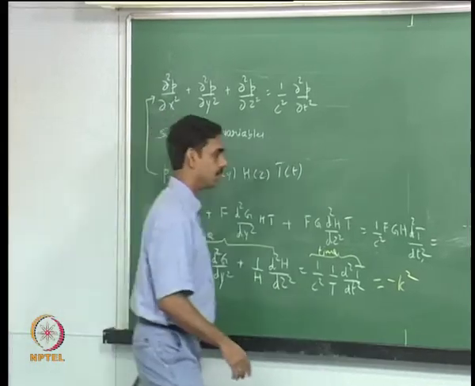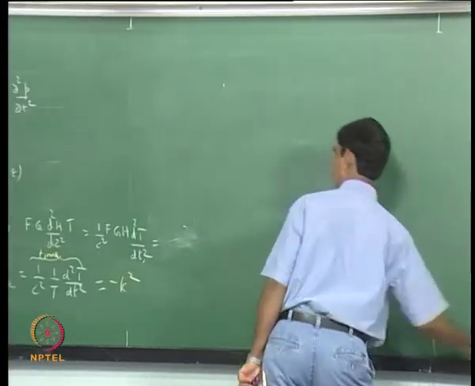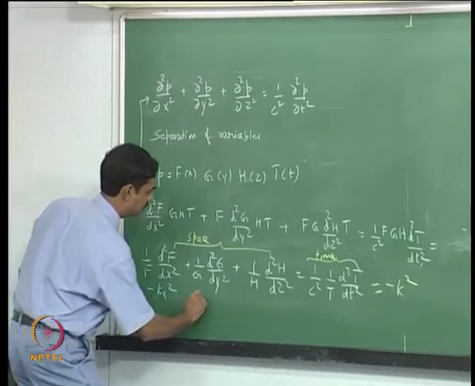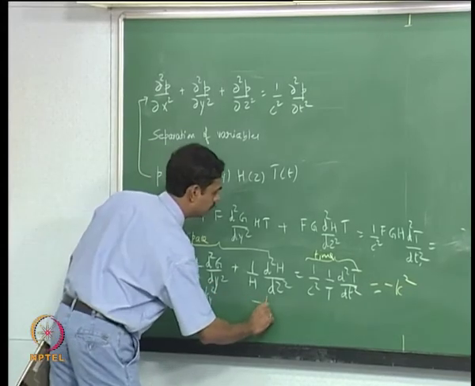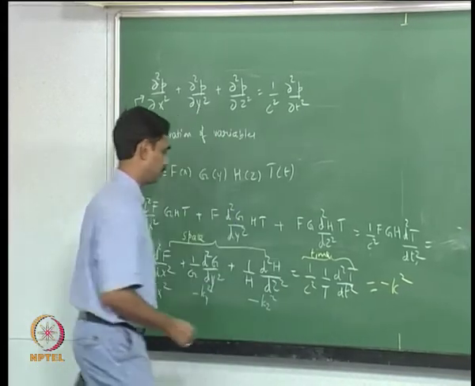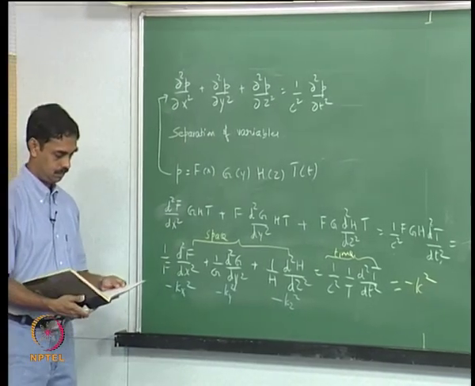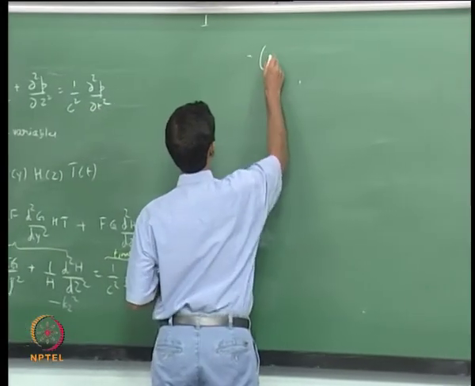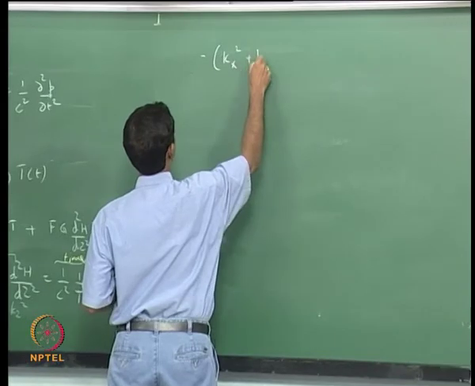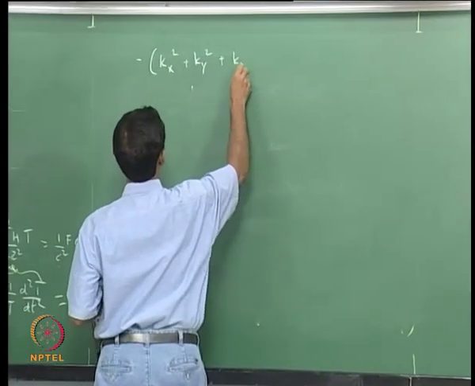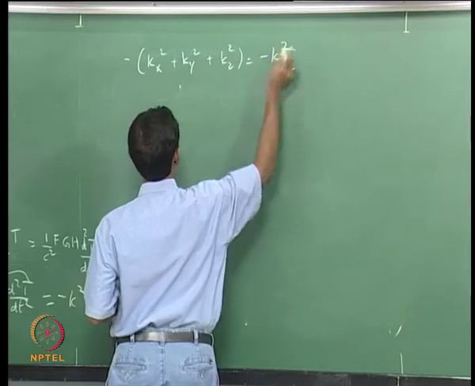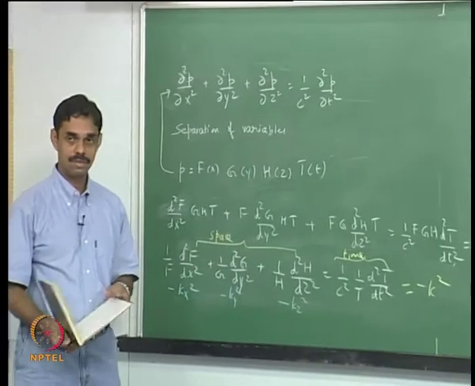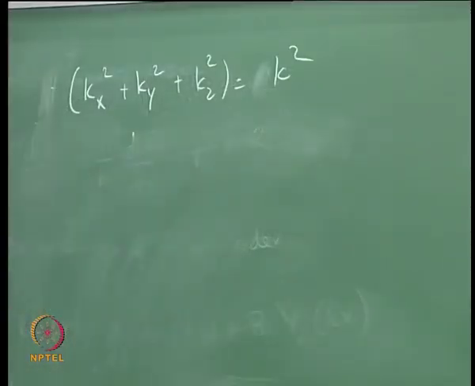So this can be called minus kx squared minus ky squared minus kz squared. So we have this relation now. Or alternately, I can remove this minus sign. So this is like a constraint or a compatibility condition or something like that.